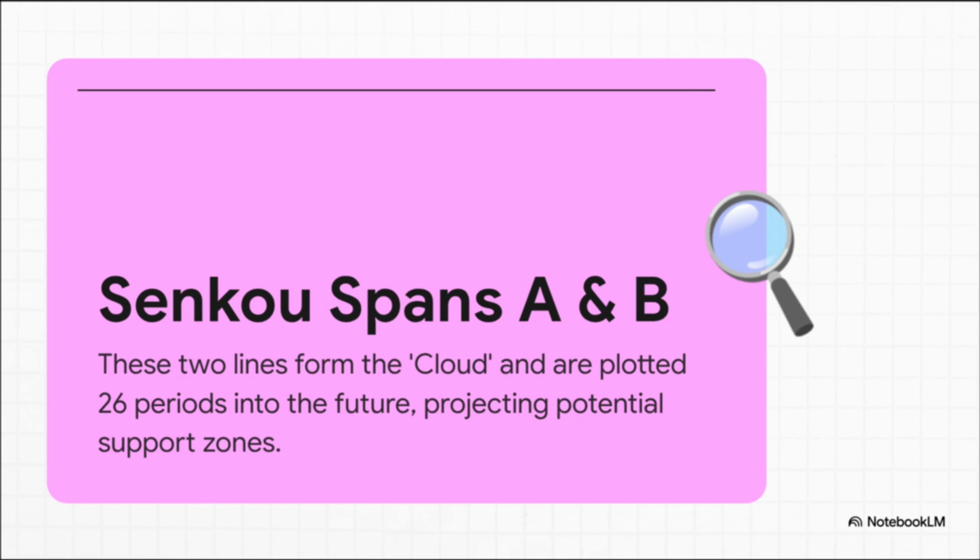The Senkou Spans A and B are the lines that create the Kumo, or the cloud itself. But here's the kicker. They're plotted 26 periods ahead of the current price. This is what makes the indicator so unique. It gives you a glimpse into the future, projecting these zones where support and resistance might pop up down the road.